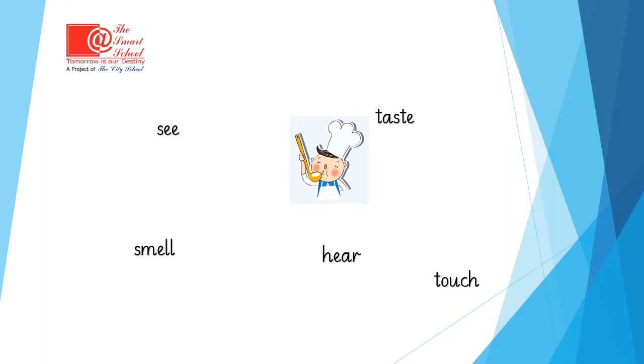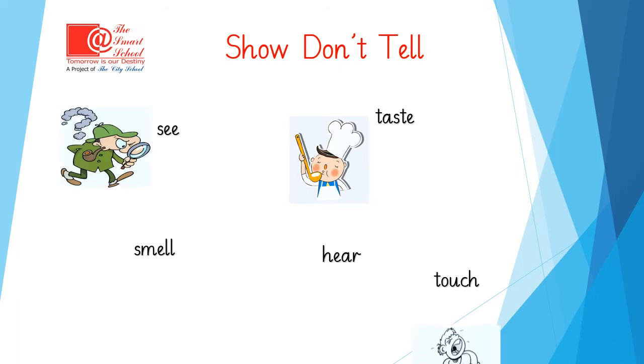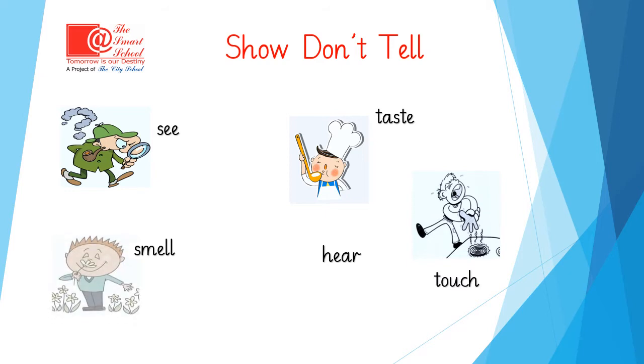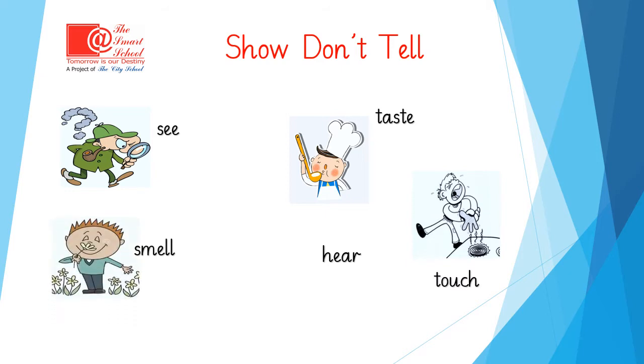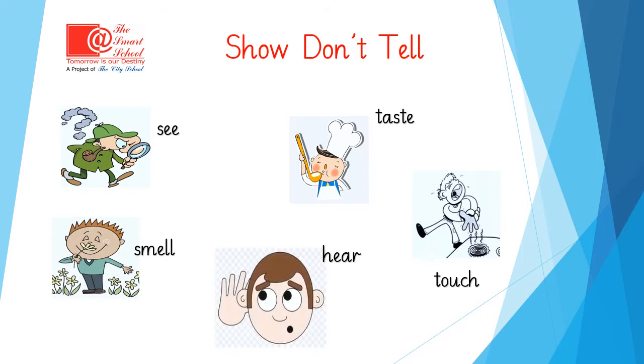Now, whenever you are writing a description, you do not tell, you show what is going on. And how do you do that? You tell us what you see, you tell us what you taste, you tell us what you touched, you tell us what you smelled, and you tell us what you heard. If all these 5 senses are catered to, then it is what we call descriptive writing.